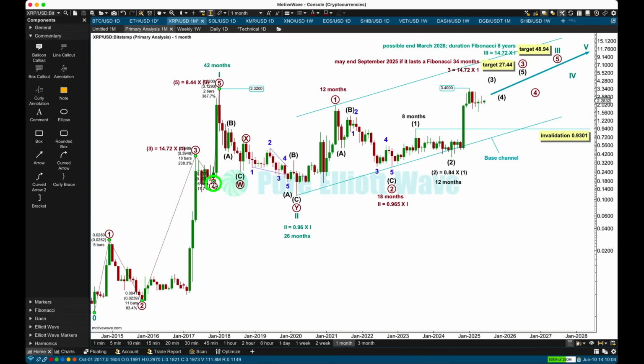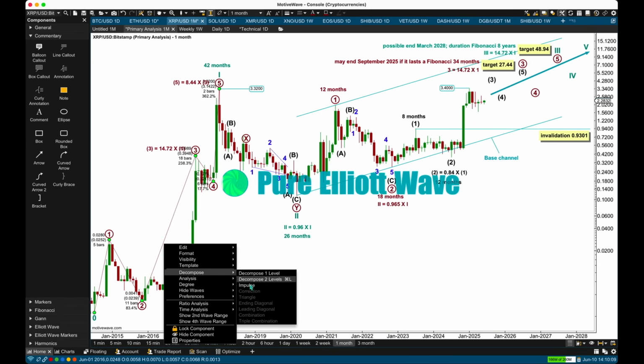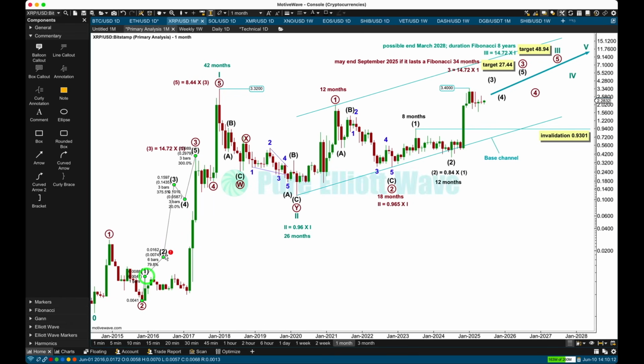That's not quite right, there we go. Within 3, I'll put these labels in, let's see if it's too squished up. So we've got 1, we've probably got 2 here, probably got 3 and 4 in here, and you probably have to look at that at lower time frames.